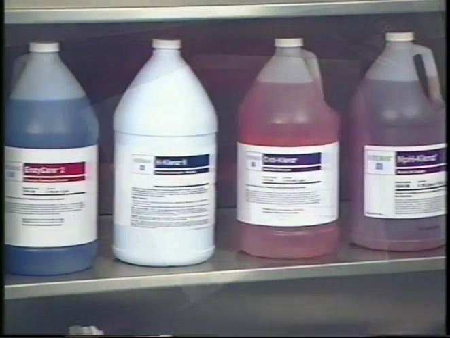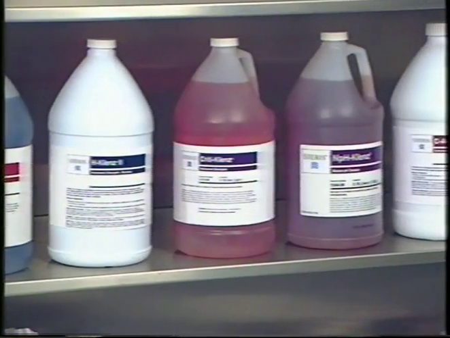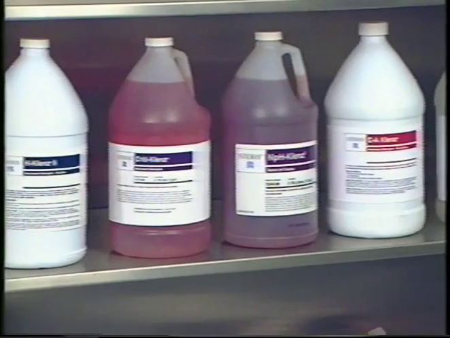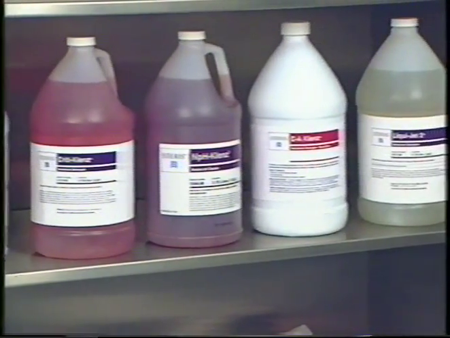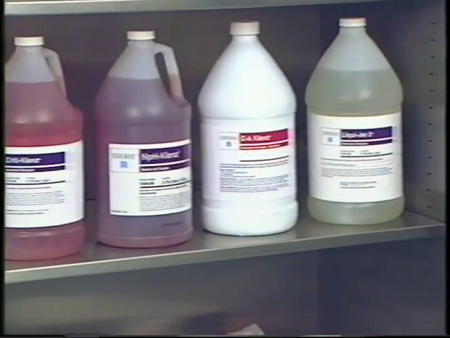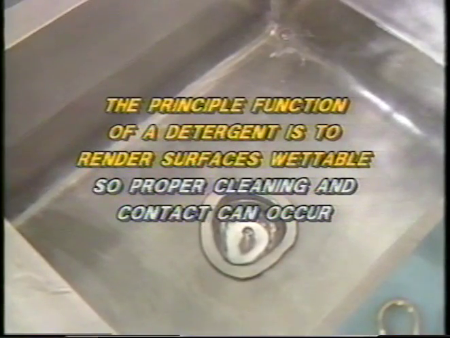The amount and type of soil not only impacts the time and temperature parameters of the washing cycle, but also influences what type of detergent will be needed to enhance the cleaning function. It is probably no exaggeration of fact to state that there is no one detergent best suited for use in a manual or mechanical washing process under any or all conditions. The principal function of a detergent is to render surfaces wettable so proper cleaning and contact can occur.